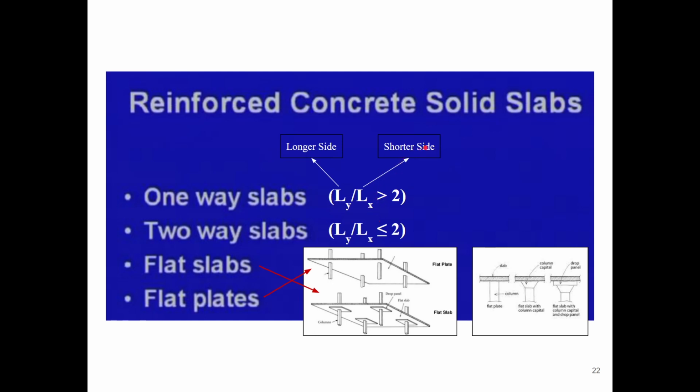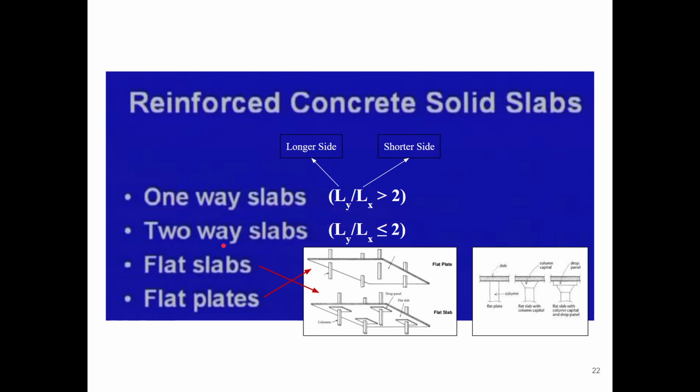So Lx will be 5 meter, okay. So if you see 11 by 5, that will definitely be greater than 2, right? It will be around 2.2 maybe. So it will be greater than 2. So that type of slab is a one way slab, okay.